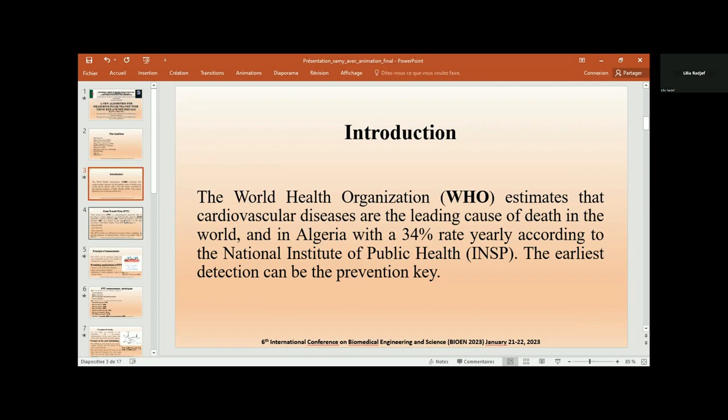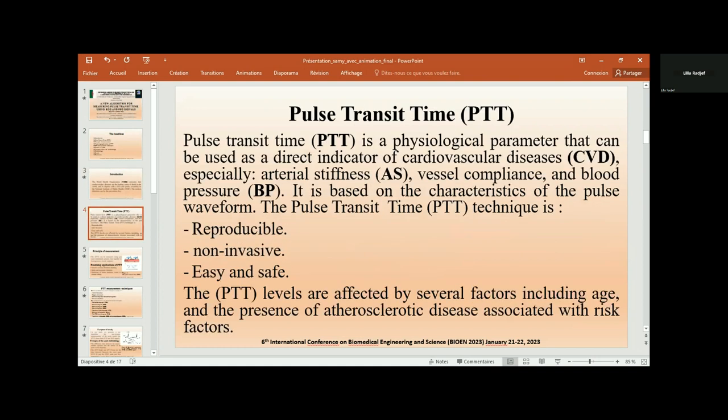Pulse transit time PTT is a physiological parameter that can be used as a direct indicator of cardiovascular diseases, especially arterial stiffness, vessel compliance, and blood pressure. It's based on the characteristics of the pulse waveform. The PTT technique is reproducible, non-invasive, easy, and safe. PTT levels are affected by several factors, including age and the presence of atherosclerotic diseases associated with risk factors.